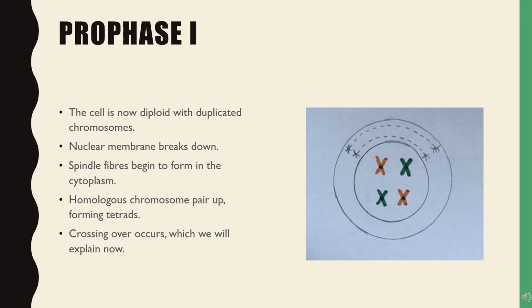The first step in meiosis is prophase 1. The chromosomes have been replicated, so the cell is diploid. The nuclear membrane breaks down and spindle fibers start to form in the cytoplasm. Homologous chromosomes also pair up, forming tetrads. Crossing over also occurs, which we will explain on the next slide.